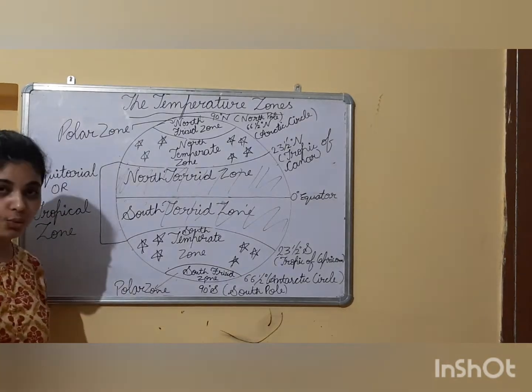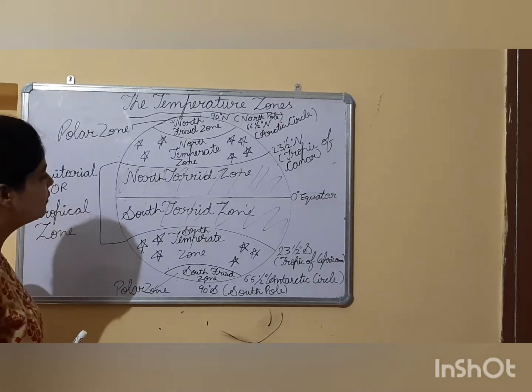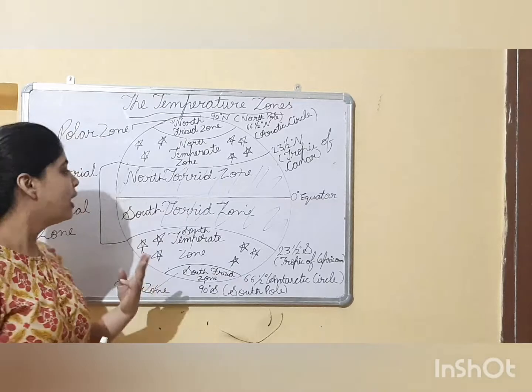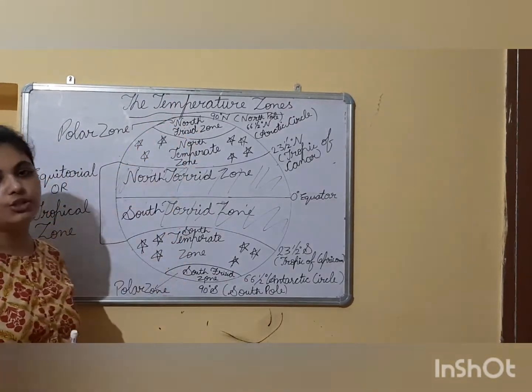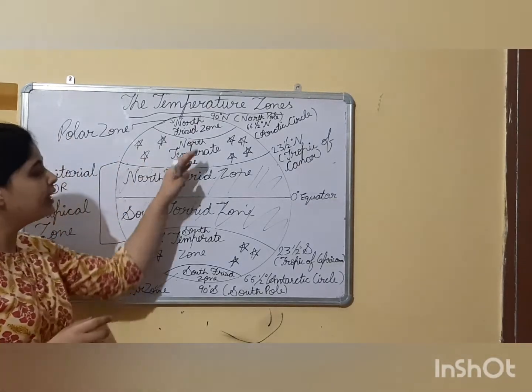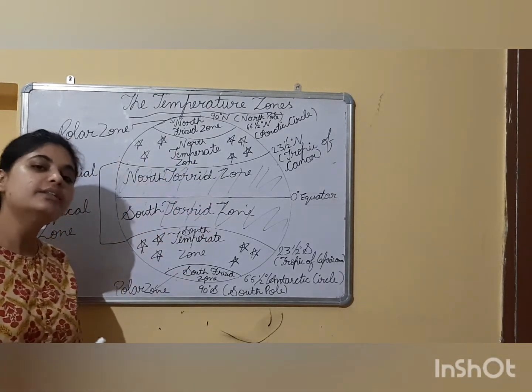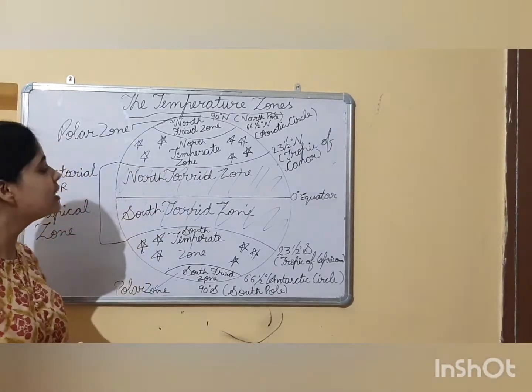is temperature zones. So based on the intensity of the sunlight, the earth is divided into three different zones. That is torrid zone, temperate zone and the frigid zone. Means the amount of the sunlight received by different parts of the earth is divided into three different zones. So what are those three different zones?